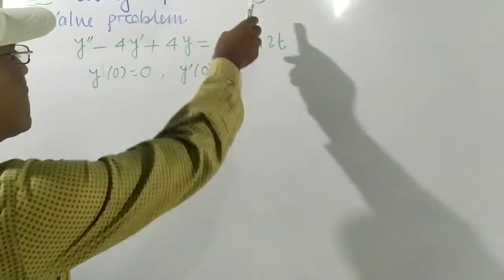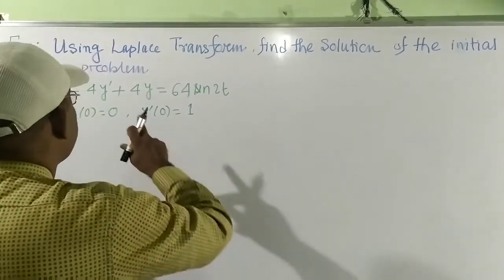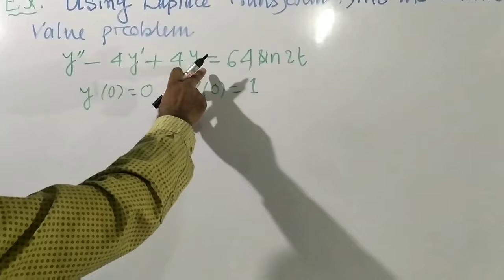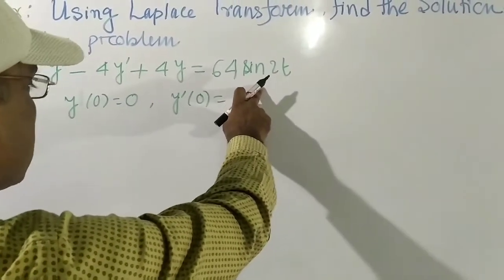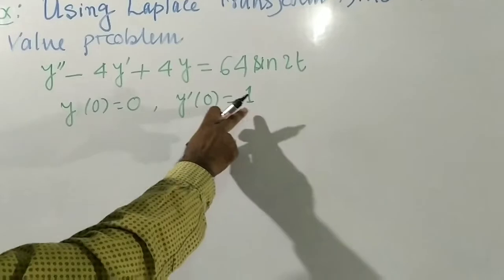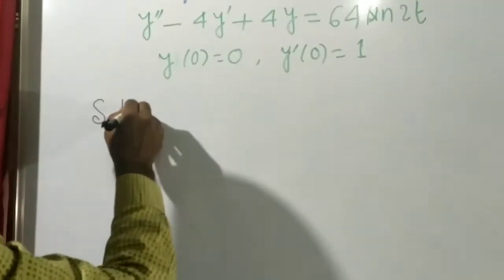Using the Laplace transform, find the solution of the initial value problem y'' - 4y' + 4y = 64 sin 2t, with y(0) = 0 and y'(0) = 1. This is the initial condition. Now we want to solve this problem.